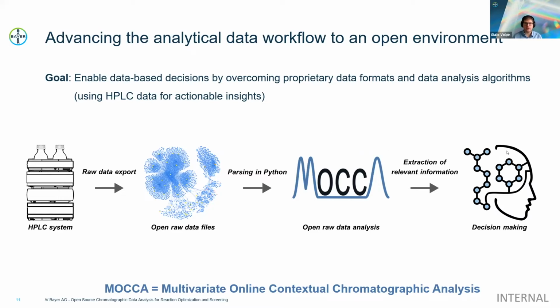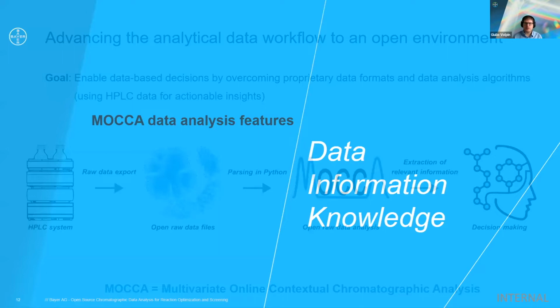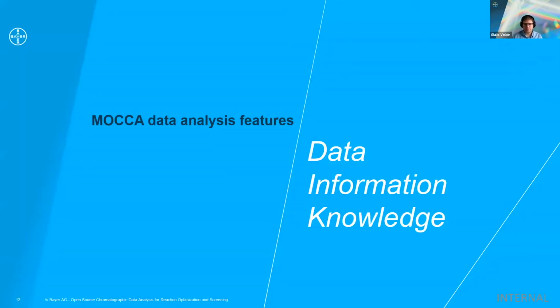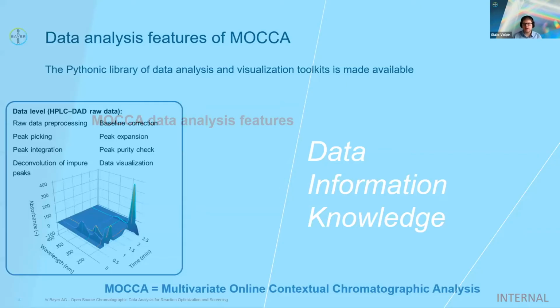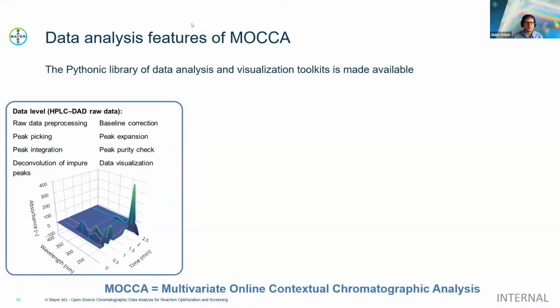What does MOCCA look like? What does it contain? What does it not contain? It is structured around 3 layers of complexity and information aggregation. So we start with a data level, then we move to information, and then ultimately out of information we generate knowledge. What does this look like in a more specific case?